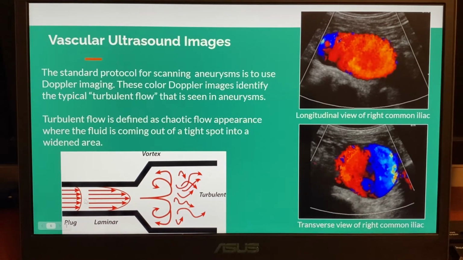So here you can see the normal laminar flow of a vessel, and then when it gets into a widened area, you can see that the blood travels in all different directions, which is why in these color Doppler images we see flashing of red and blue, because the direction of the blood flow is going all over the place, like shown in this image.